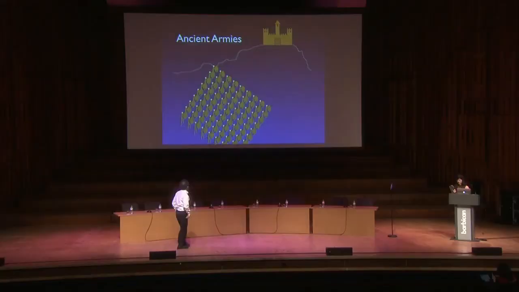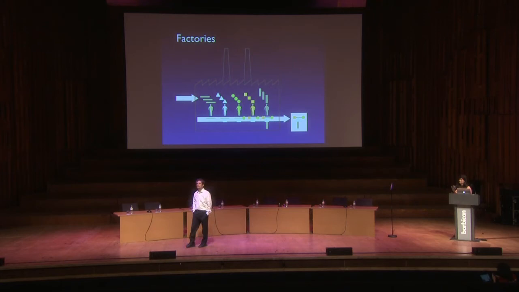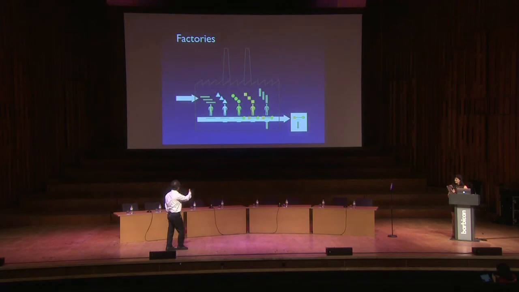Factories are more complex. Everyone's not doing the same thing. Different people are doing different things. The fact that they're doing different things enables them to make more complex things, like cars or refrigerators, right? On the other hand, each person does the same thing over and over again. That gives you large numbers of cars. That's scale. Okay, so we have more complex than the Roman legion, but still large scale. Got it? It's okay? Good? All right.